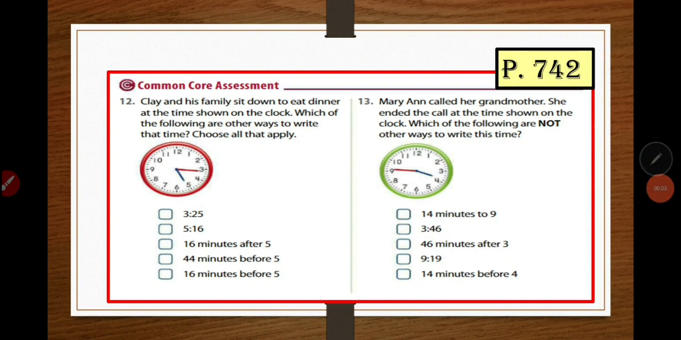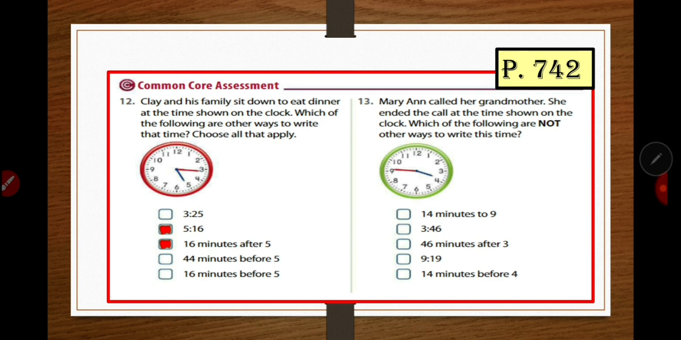Okay, now let's continue to page 742 again on number 12, okay? We have Clay and his family sit down to eat dinner at the time shown on the clock. Which of the following are other ways to write that time? Choose all that apply. You may choose more than one, okay? You have 1 minute to do that. You may pause the video and then you can play it again after. Done? All right, the answers are, we have 5:16, as you can see, and 16 minutes after 5. Very good. Next, number 13.